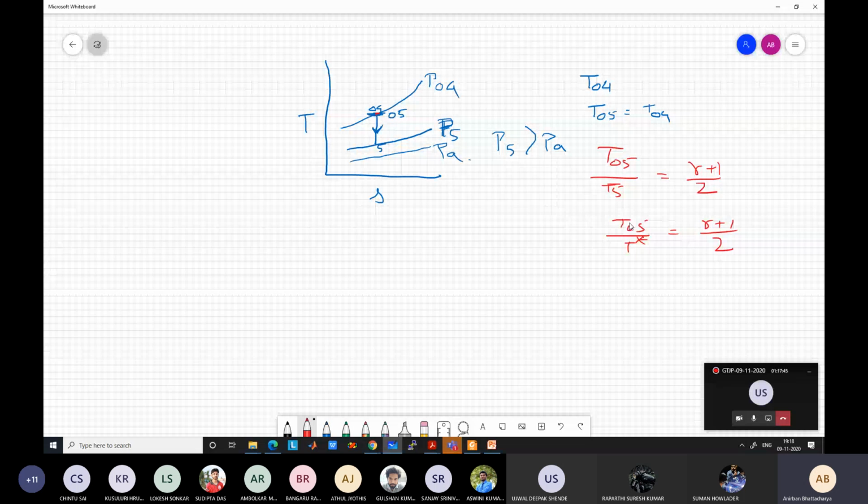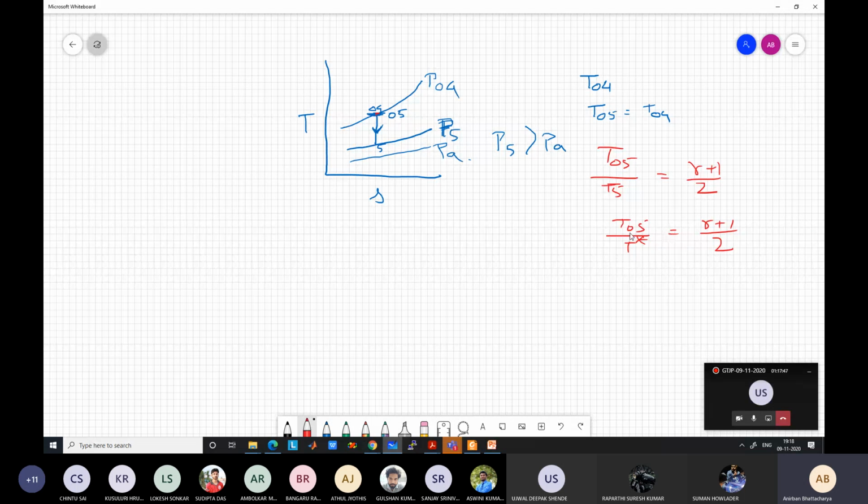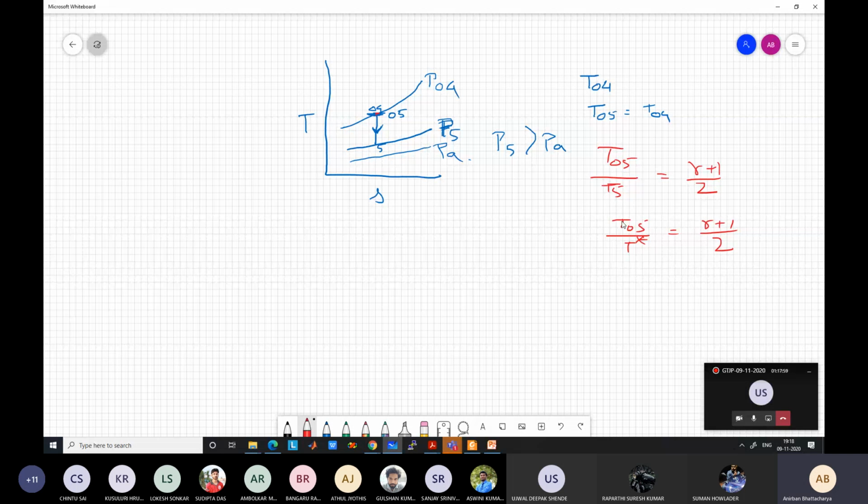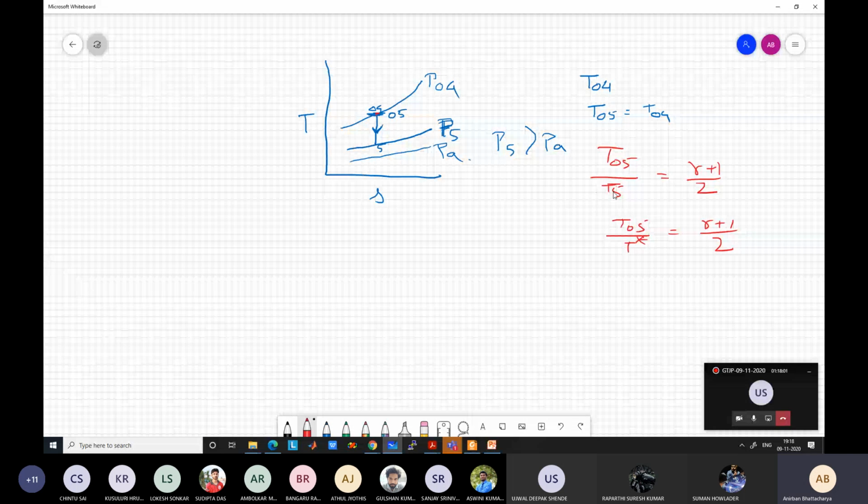From the equation, you can check the equation in the diffuser part. We have discussed it already, and it is very easy to derive. I have shown how to derive based on Cp and gamma RT, all these relations from fundamentals. You don't have to go to any books also. So because T5 is equal to T star, we can write T05 by T5 equal to gamma plus 1 by 2.